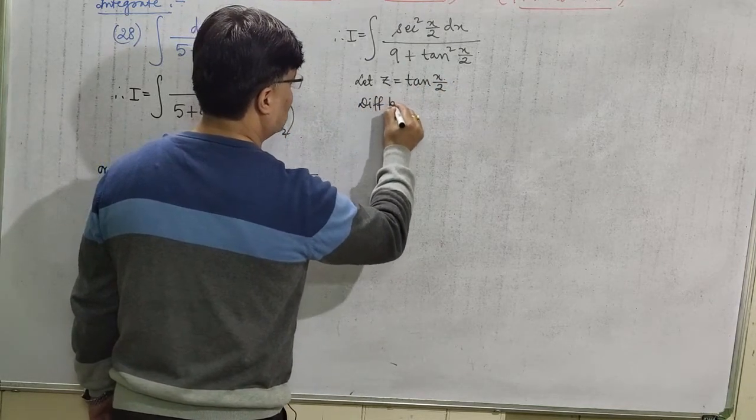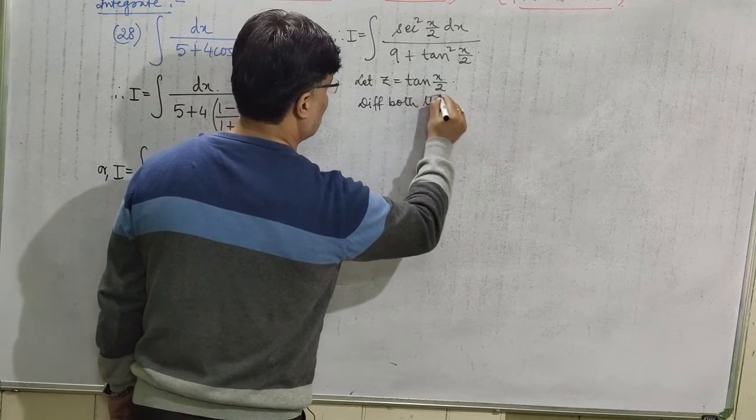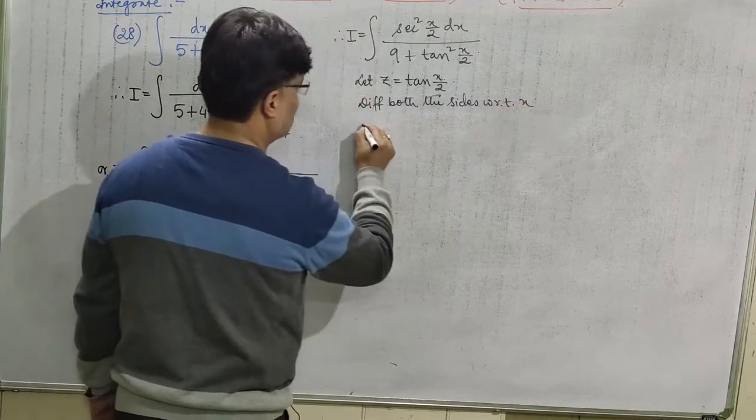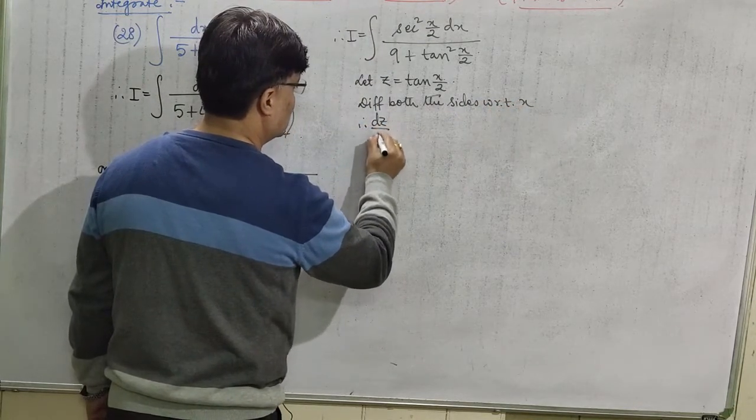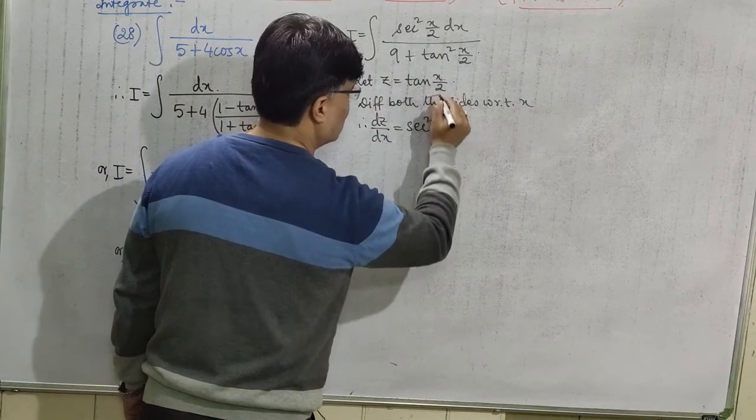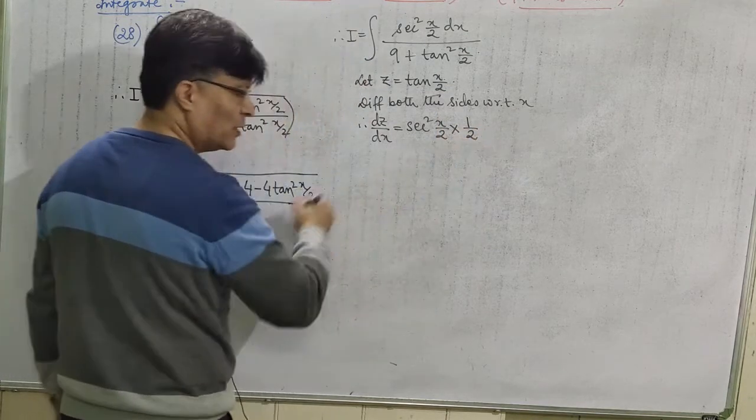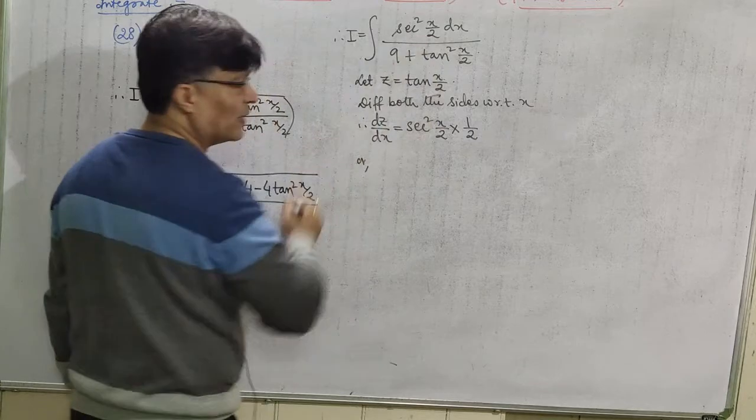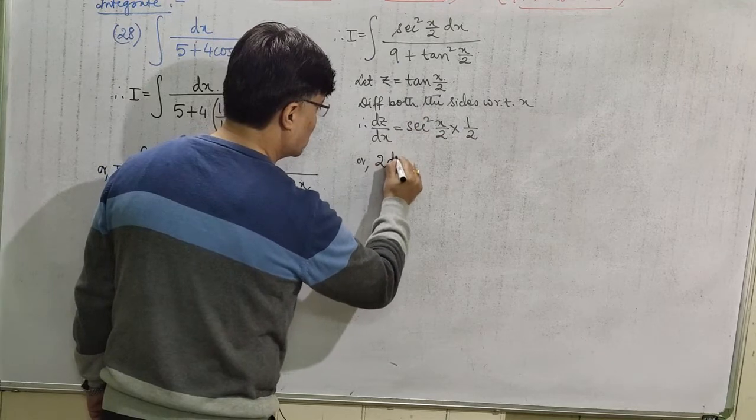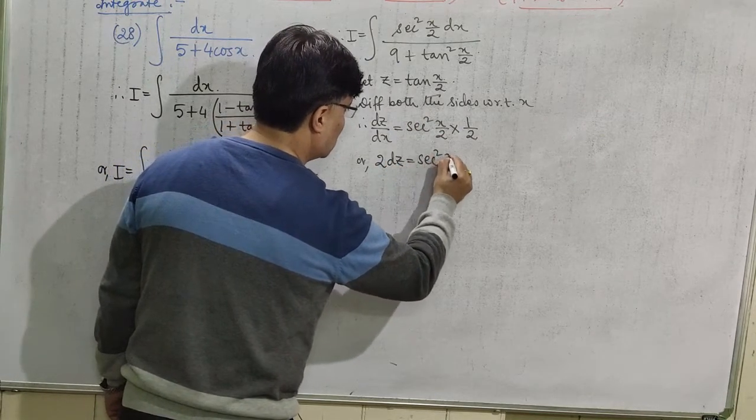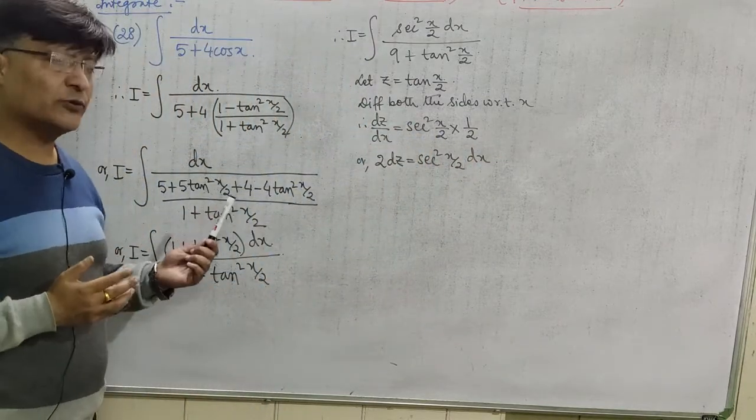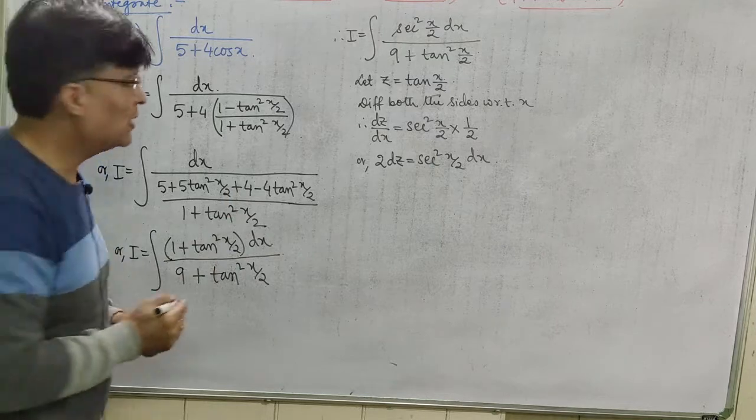So differentiating both the sides with respect to x, therefore dz by dx is equal to sec square x by 2. Again differentiate x by 2 with respect to x, that is your half. So let us do cross multiplication now, because you should get the value for sec square x by 2 dx. So it is 2 dz is equal to sec square x by 2 dx. So we have got the value for sec square x by 2 dx, which is equal to 2 dz, right?